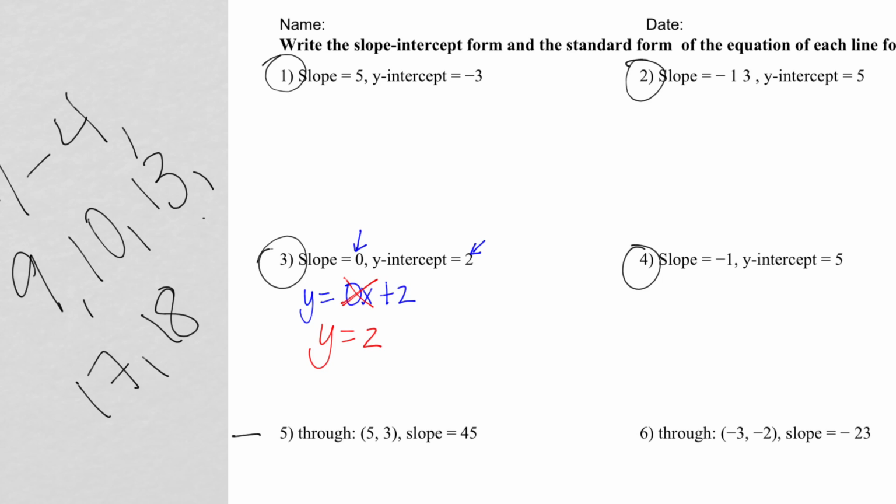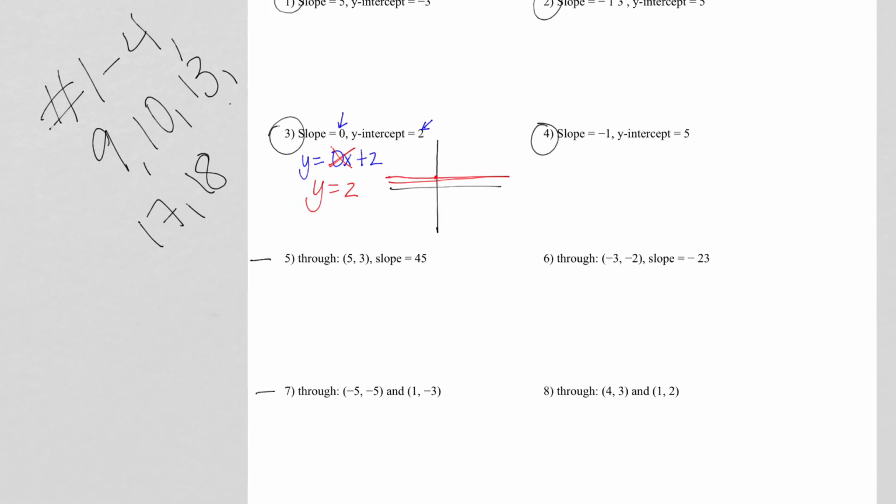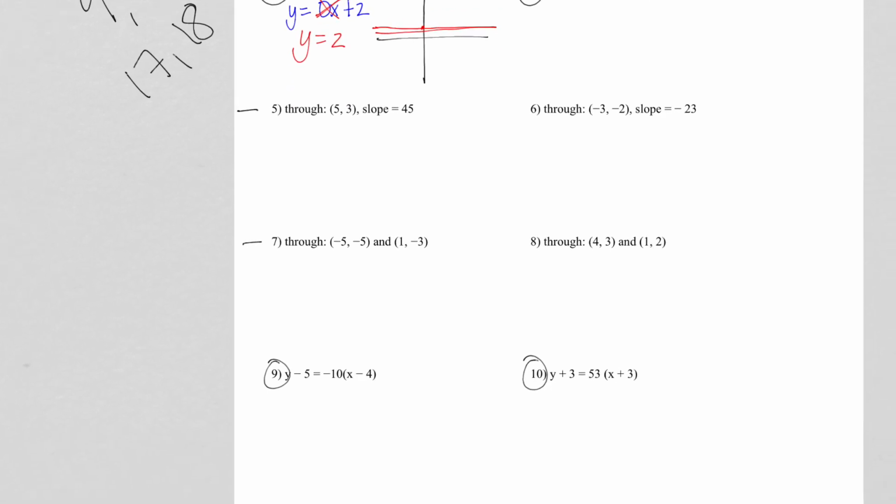Is that line going to be horizontal or vertical? So if I draw my coordinate plane and we go up to y equals 2, I'm going to have a horizontal line through that because I want all of the values for which y is equal to 2. It doesn't matter what the x value is. All right, let's see here.